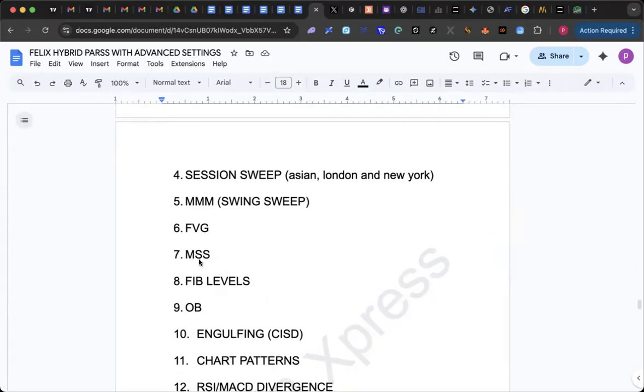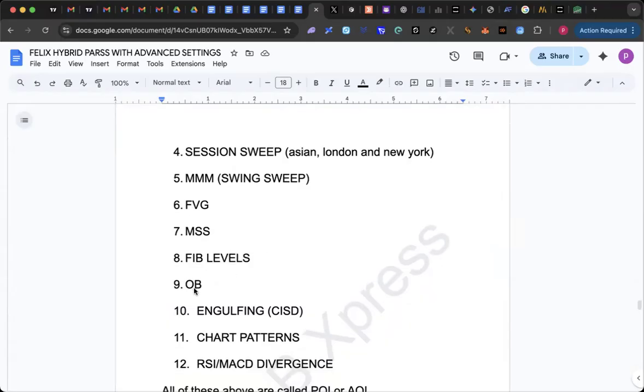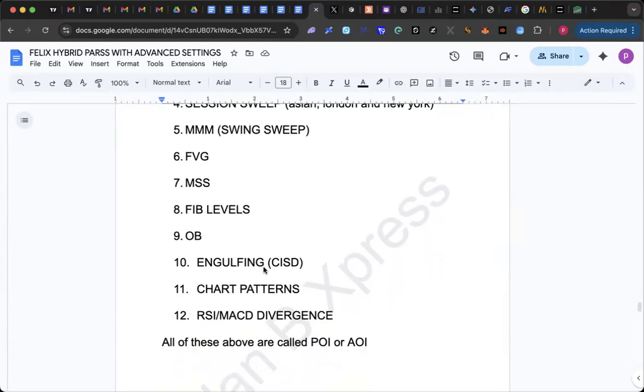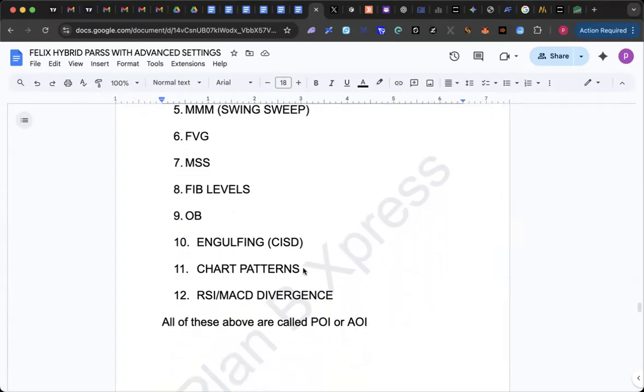Now market structure shift. So you still determine that Fibonacci retracement level. So Fib levels are another way of finding a trade, which I'm going to explain to you. Order block. Engulfing. In smart money, you call it change in state of delivery. Yeah. Then chart patterns. Maybe double top, right? Inverse head and shoulders, all of those things. All right. Double bottom. Then we have harmonic patterns, different patterns like that. Okay. Triangle, right?